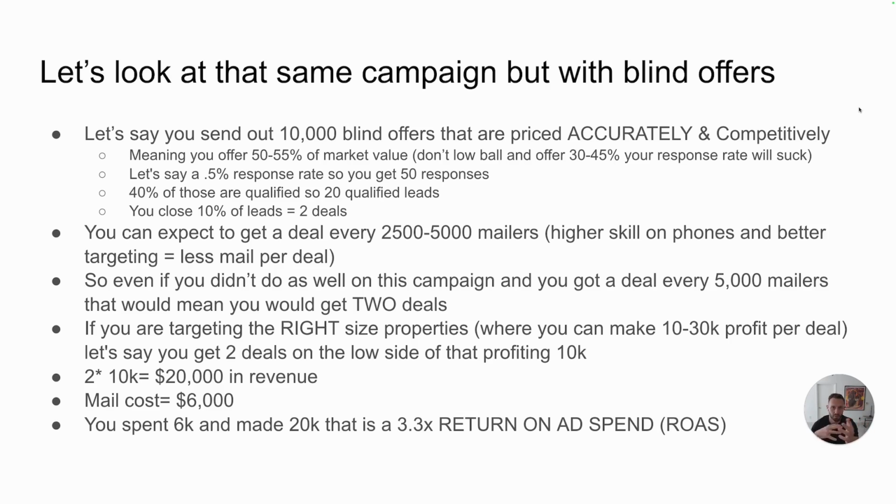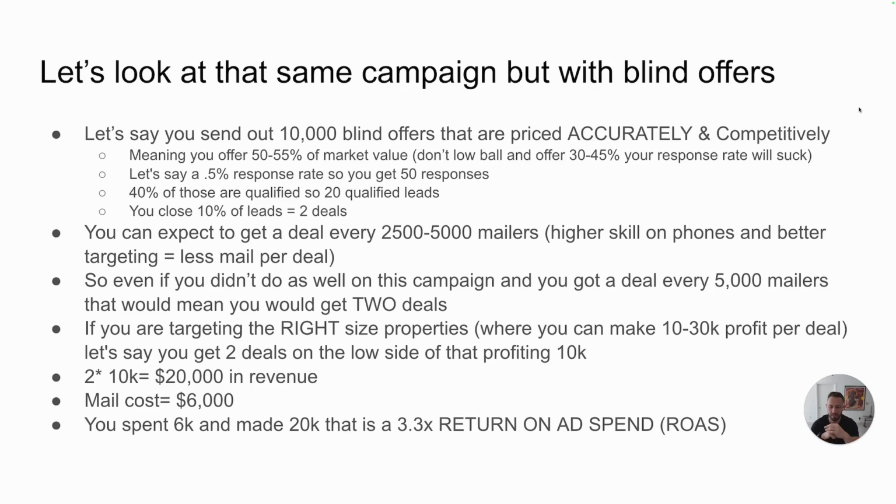If you're better on the phones, which obviously you've got to train on, we talk about this on the channel, and you're better at targeting, it'll be less mail per deal. But let's say you just got 2 deals. Even if you didn't do that well in that campaign, you got a deal every 5,000 letters you sent, and you're targeting the right size properties where you can make between 10 and 30K in profit. Let's say it's on the lower side, so you get 2 deals at 10K profit.